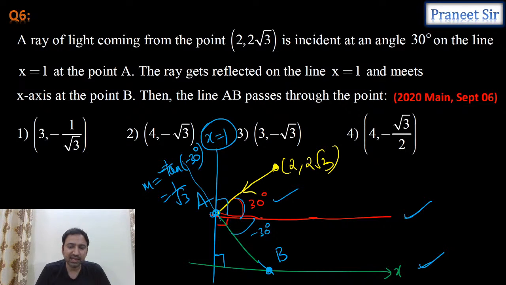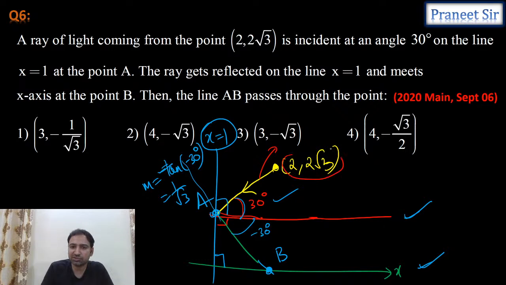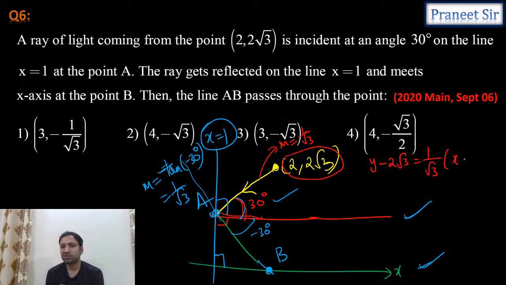Okay, slope we calculated. So can I calculate the point? For that, we can calculate the incident ray equation, guys. What is the incident ray equation? The incident ray passes through this point and makes an angle of 30 degrees with the x-axis. What is the slope of this line? The slope is 1 by root 3. What is the equation, guys? The equation of the incident ray is y minus 2 root 3 equals 1 by root 3 into x minus 2.